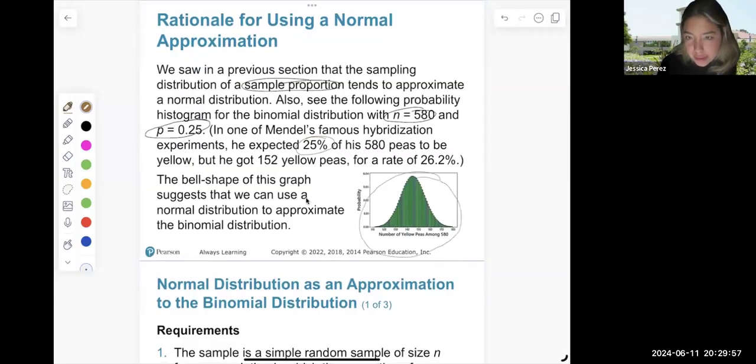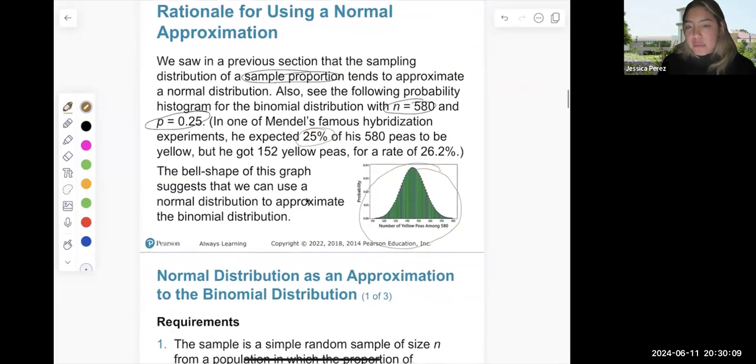So look at this. When they graphed it, when we see this histogram, this is a bell shape. So this exactly qualifies to be a candidate for a normal distribution, even though it's actually a binomial. Because we know the successes and the failures, let's write them down. We know that n is 580. We know that P is 0.25. We know Q is 0.75 because it's 1 minus P.